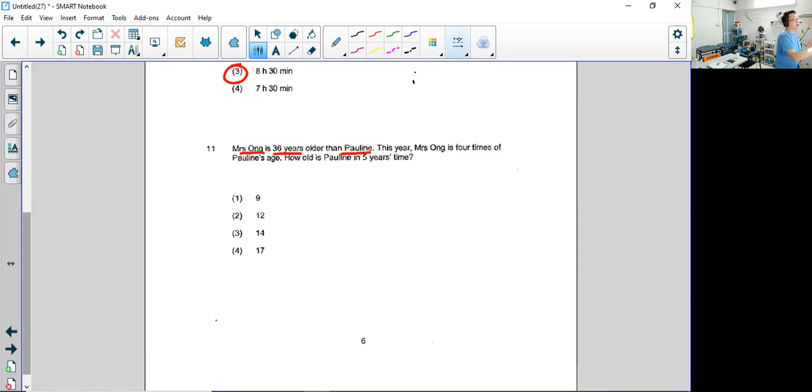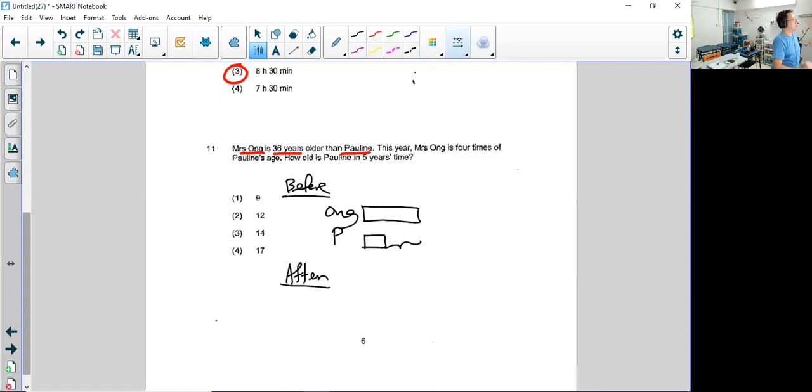Okay, so let's try again. So before model and after model. Then Mrs. Ong and then Pauline. And Mrs. Ong will be something like that. And Mrs. Ong is 36 years older than Pauline. And in 5 years' time, what will happen? Okay, this year.